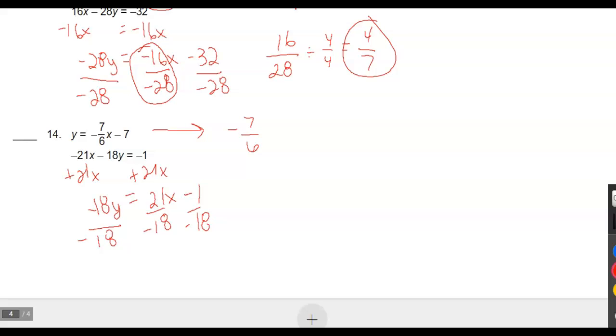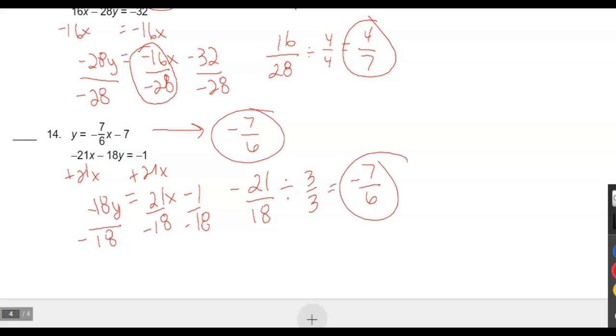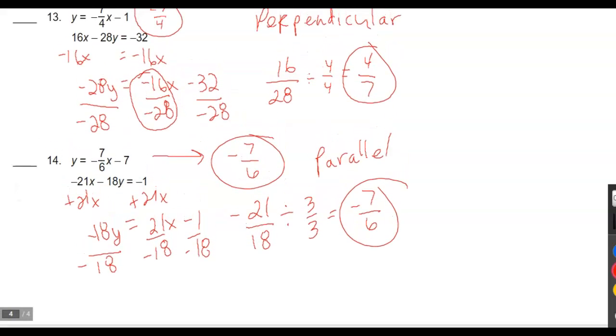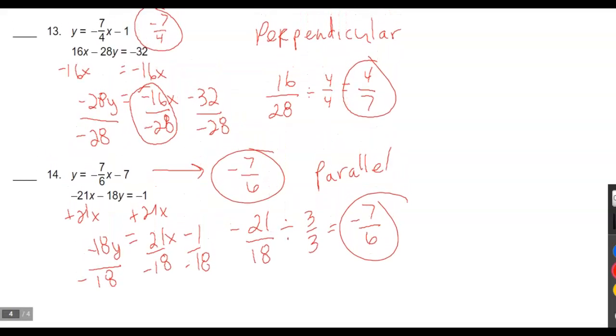This slope here, I currently have 21 over 18. Again, some people might write neither, and I was about ready to write neither until I realized that, hang on here. If I take this and simplify and divide both of these by 3, I also get negative 7/6. Same slope, parallel. Way too many people on their homework got to 13 and 14 and just wrote neither on both.